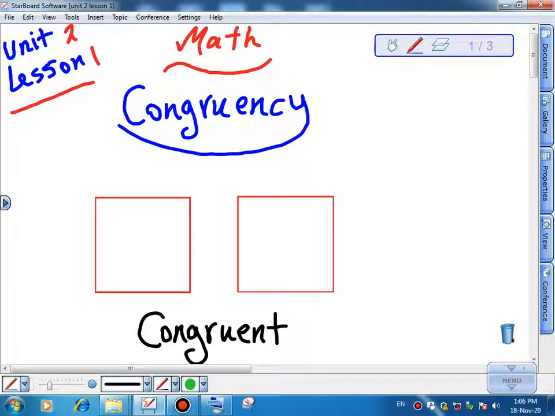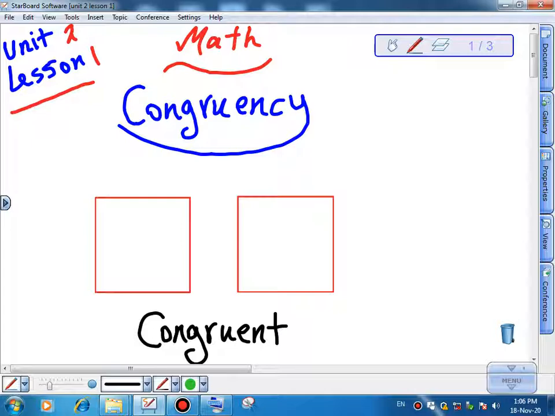Hello everyone, today we are going to learn the first lesson in Unit 2, which is congruency. What's the meaning of congruency? If I have two squares like this, if you look at this square, you will see that they are the same.